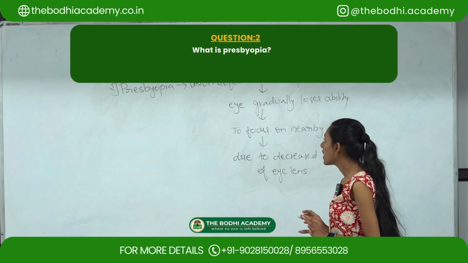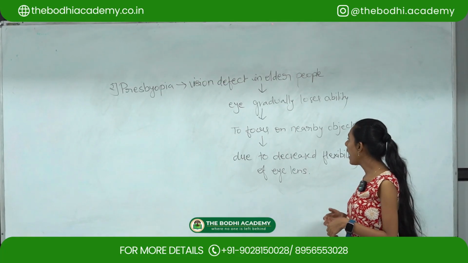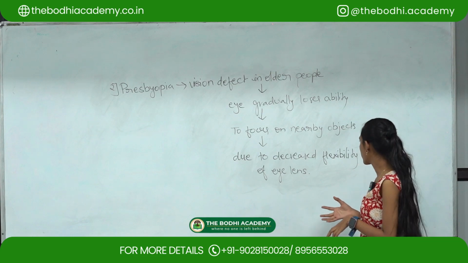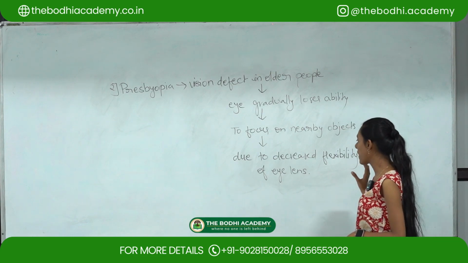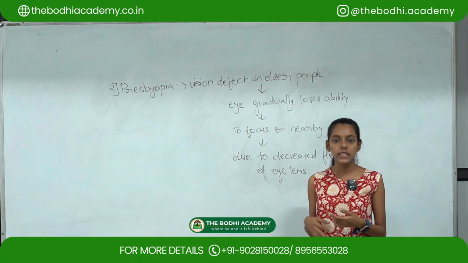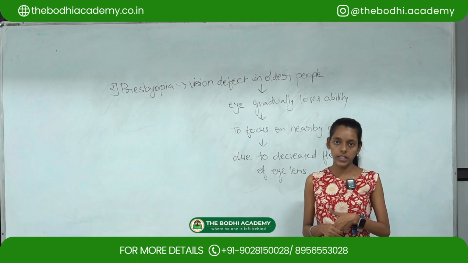It is a vision defect in older people wherein the eye gradually loses its ability to focus on nearby objects due to decreased flexibility of the eye lens. So it happens in older people and they cannot see nearby things like when reading a book. It usually happens after 40.